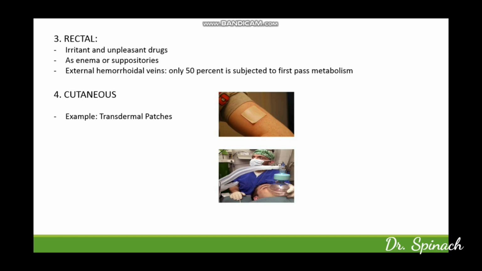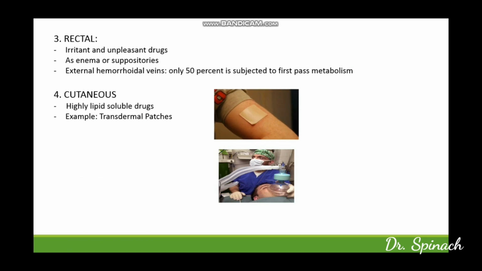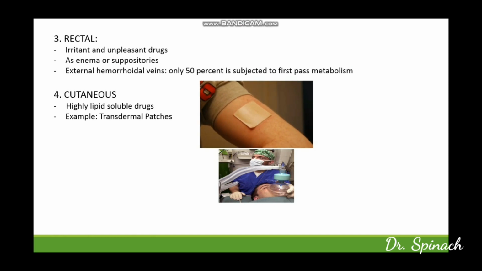The fourth one is the cutaneous route. Highly lipid soluble drugs can be applied over the skin for slow and prolonged absorption. Again, the liver is bypassed in this case. The examples of which include transdermal patches of nitroglycerine, fentanyl, nicotine, and estradiol, which are available in India, while isosorbide dinitrate, hyoscine are marketed elsewhere.